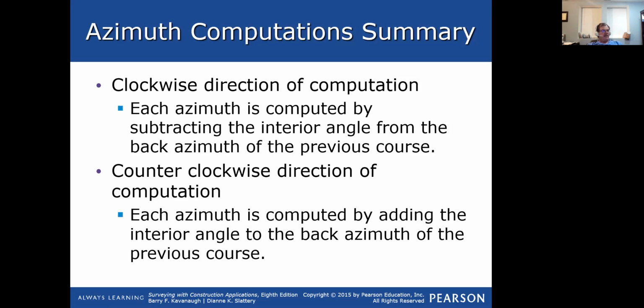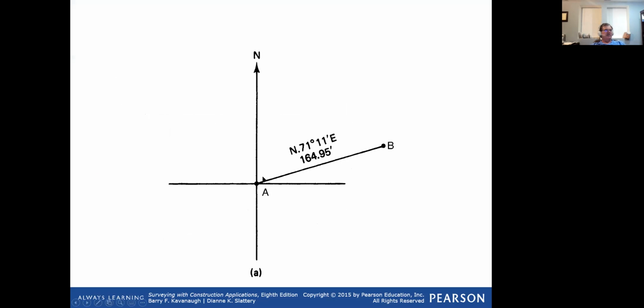Counterclockwise direction of the computation: each azimuth is computed by adding the interior angle to the back azimuth of the previous course. So always reversing your direction and adding to the angles.